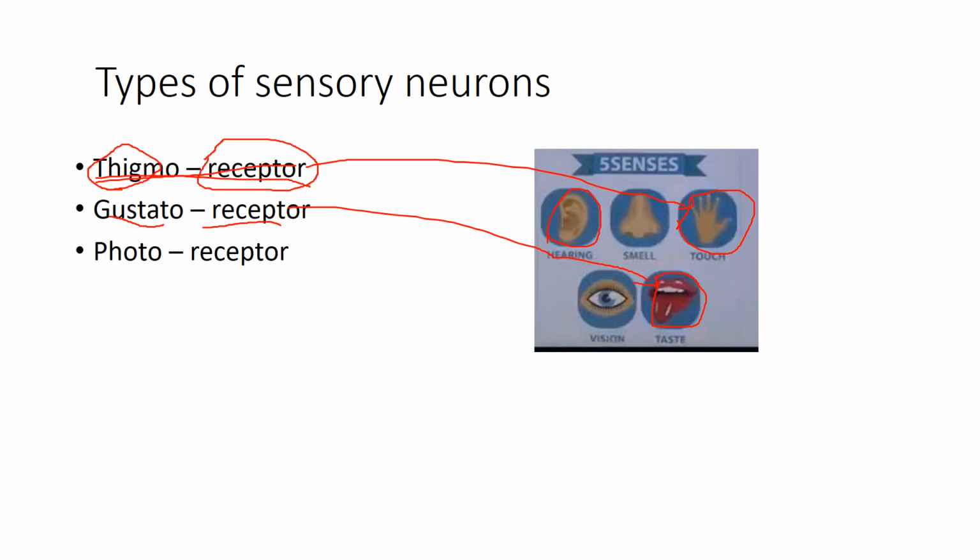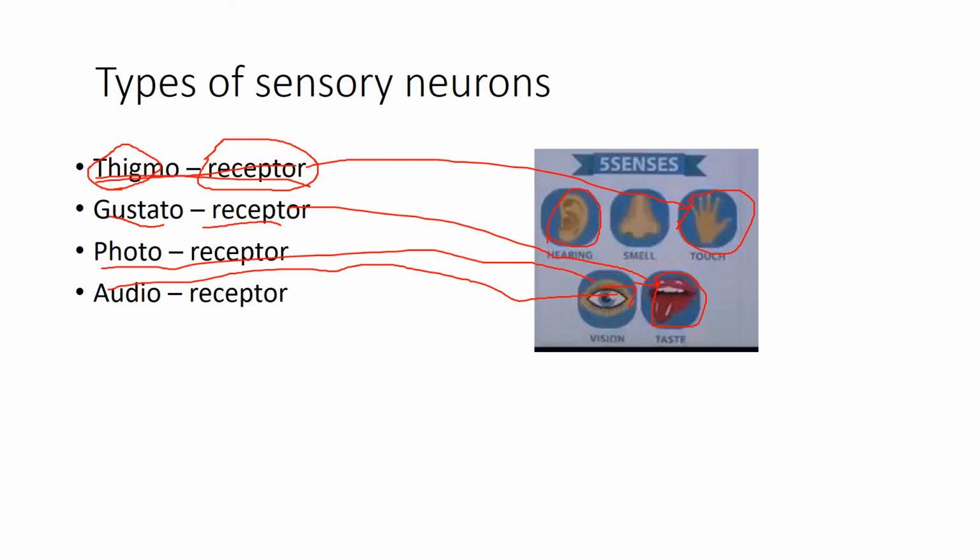Now, photoreceptor. This photoreceptor is in the eyes. It is used for light. The sense which is in the form of light goes into the photoreceptor, and this photoreceptor sends this sensory information to the brain. The photoreceptor is in the eye, and it is used for vision.